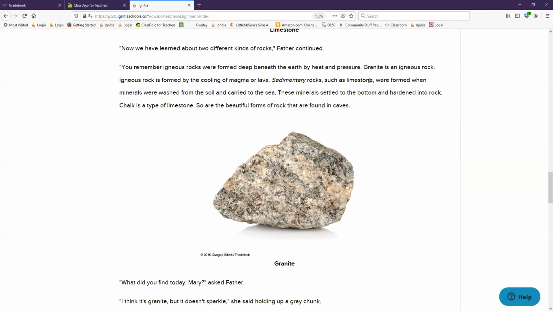Sedimentary rocks such as limestone were formed when minerals were washed from the soil and carried to the sea. So they're both formed very differently. These minerals settled to the bottom and hardened into rock. Chalk is a type of limestone. So are the beautiful forms of rock that are found in caves.